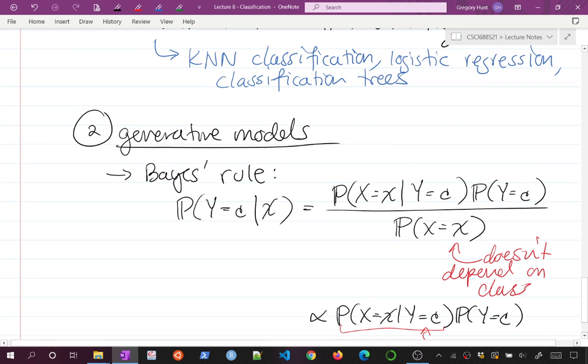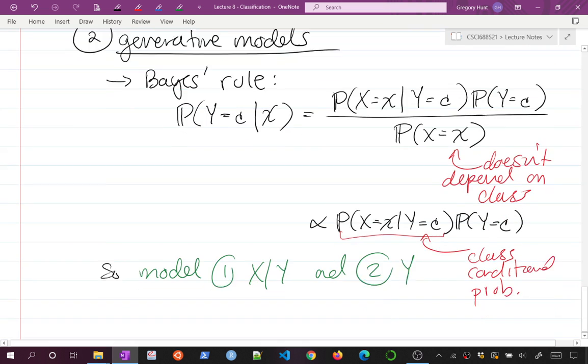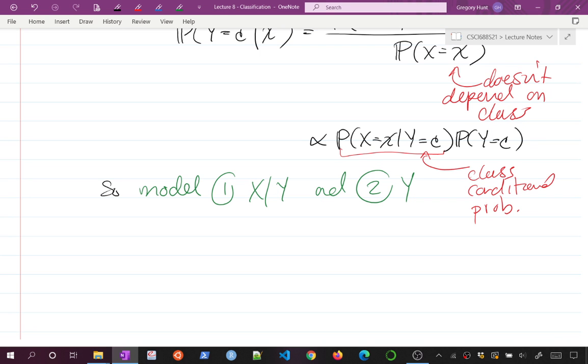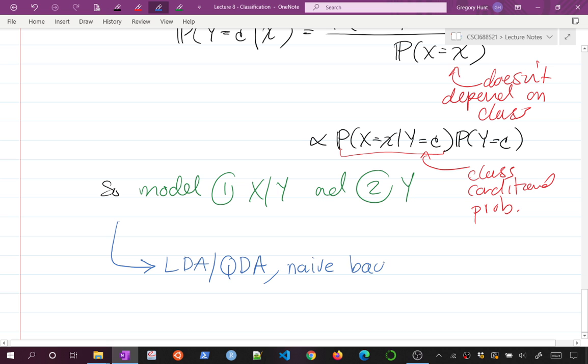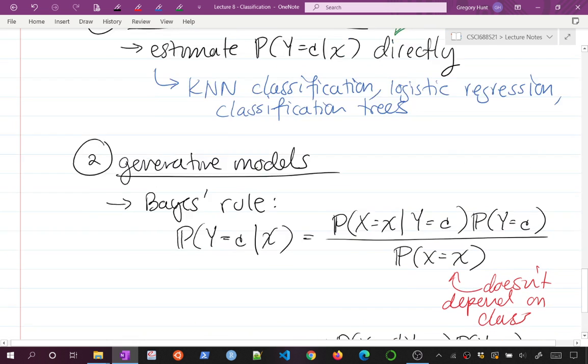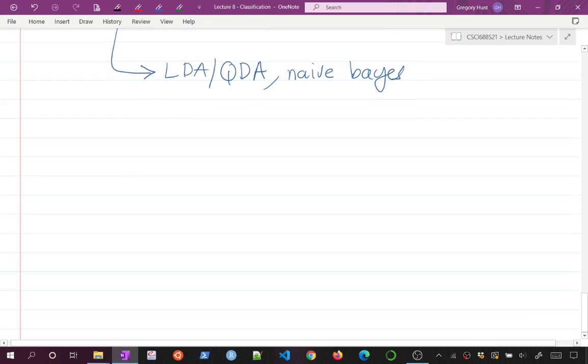So KNN classification, logistic regression, which we'll talk about, and classification trees, which we'll talk about, are discriminative models. Our second class is generative models: we'll talk about LDA and QDA, so linear discriminant analysis and quadratic discriminant analysis. Those are going to be generative models. And we'll potentially also talk about a method called naive Bayes, which is another generative model. So that's a broad breakdown among the models we'll look at.